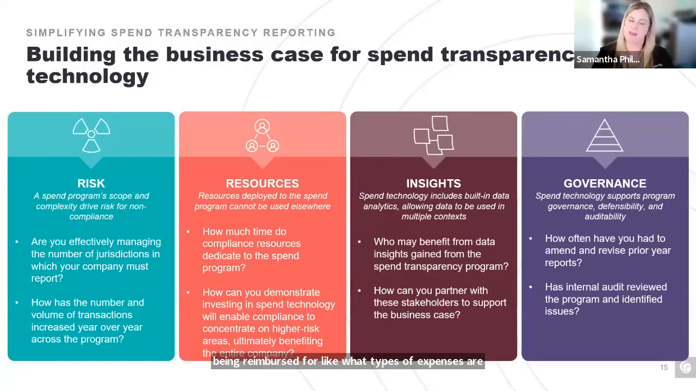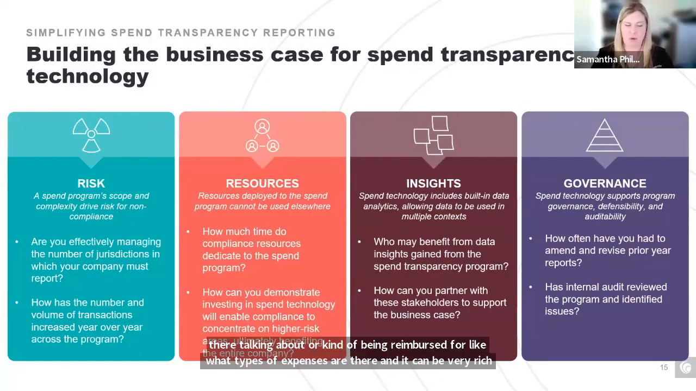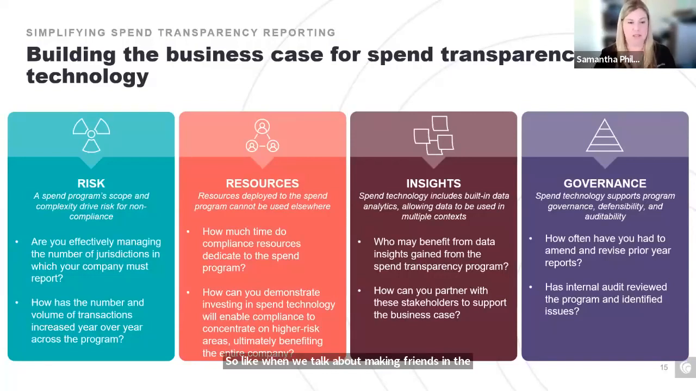So when we talk about making friends in the business, this is probably one of the places when you're trying to build a case. Can you find somebody in the organization, if that's commercial or elsewhere, to say, hey, if I get this solution, I have these dashboards that you can then leverage in a compliant way. Sometimes that can also go a long way in getting budget to do these types of things.